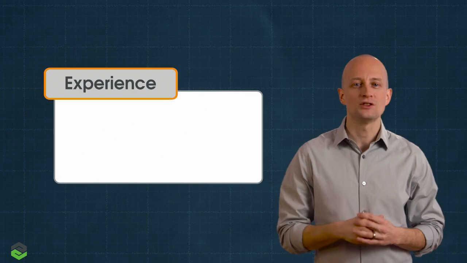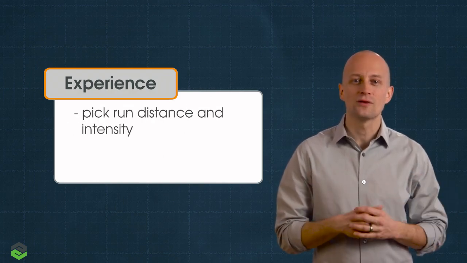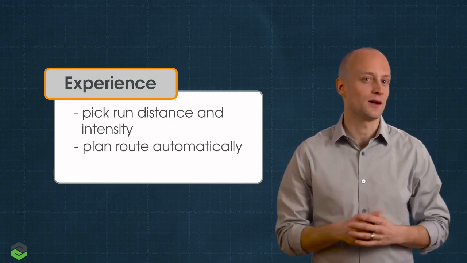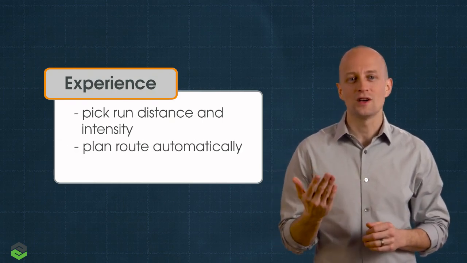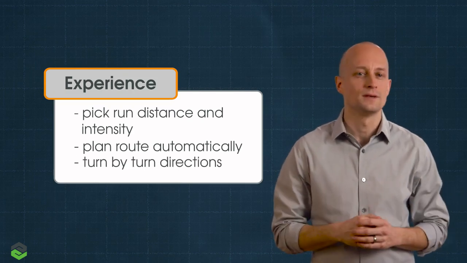Let's go with our imaginary runners wanting to pick their run distance and intensity, and have their device in turn plan out their route automatically. During the run itself, they want the wearable to tell them which turns to make so they don't have to think about it. Now that we've defined what our user experience should be, we can now plan how to model this experience in the cloud.